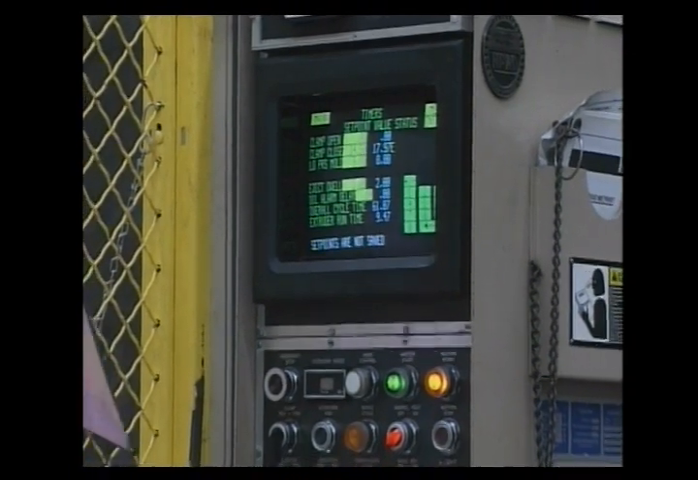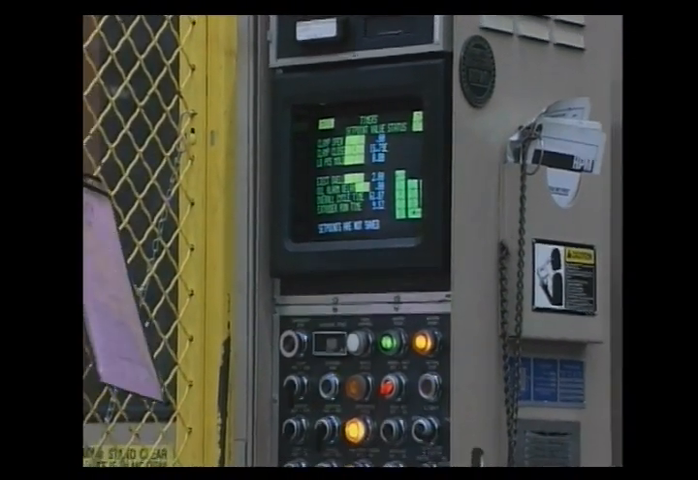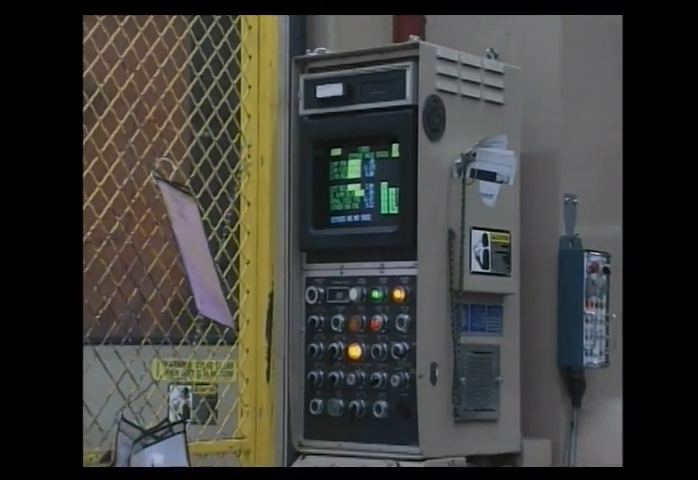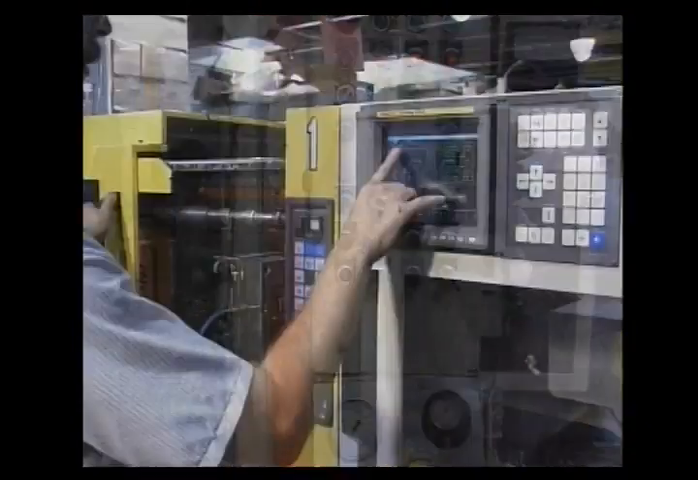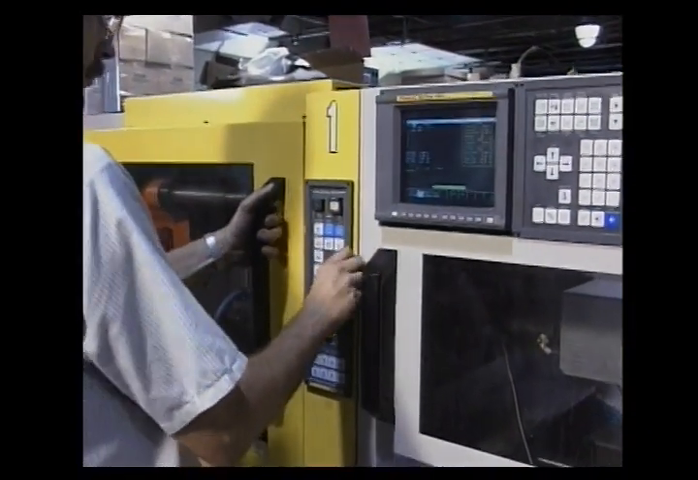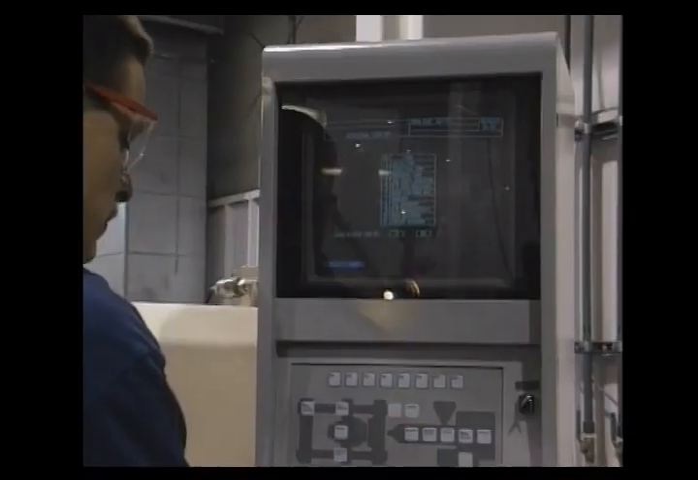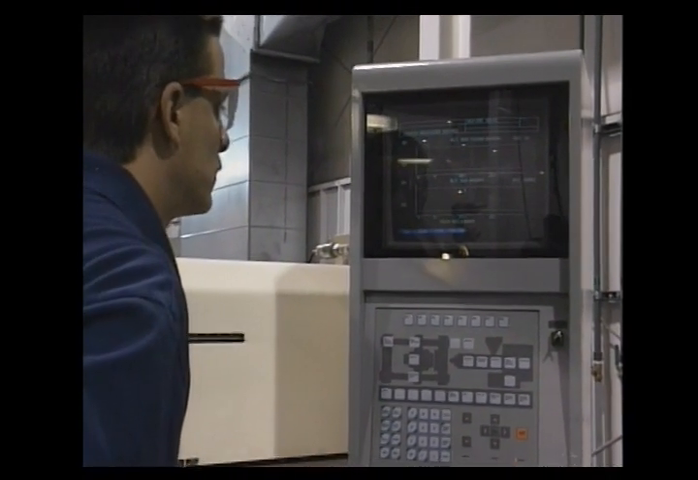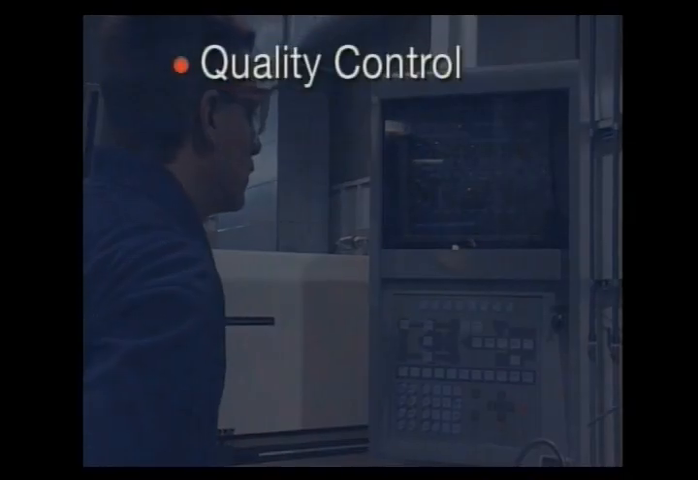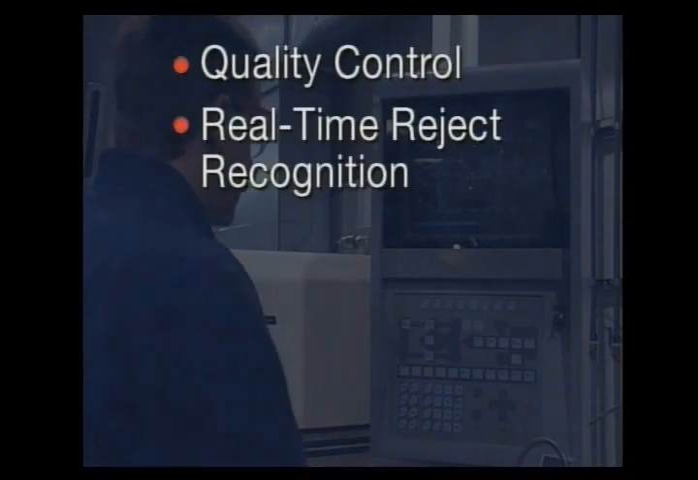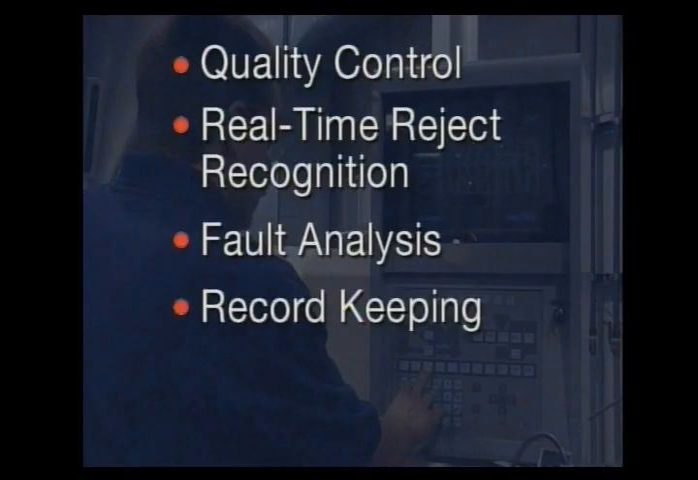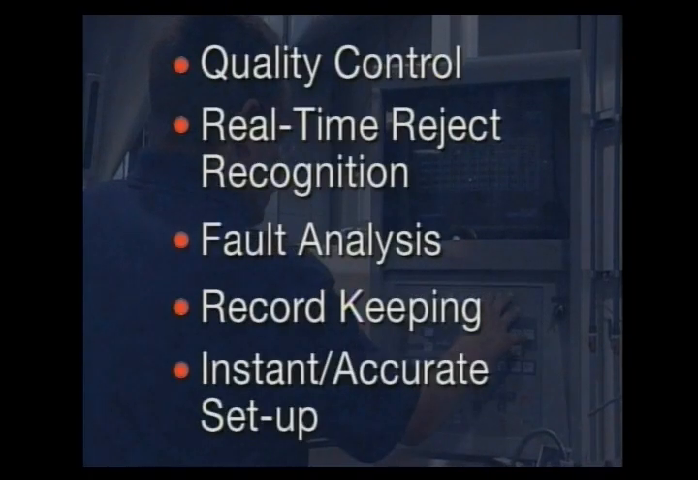The type and location of machine controls are dependent upon the injection molding machine. These controls can vary from electromagnetic relays and timers to computer-driven solid-state devices. These computers not only control the process, but perform other functions such as quality control, real-time reject recognition, fault analysis, record keeping, and instant accurate setup.